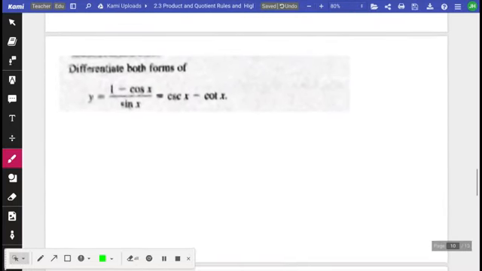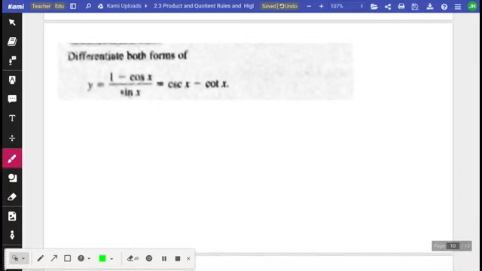Okay, we're going to differentiate both forms of this. So this is an identity for each one. If we do the left, it should be equal to the right. So we will just do the left side derivative and the right side derivative, and we should end up with the same thing.